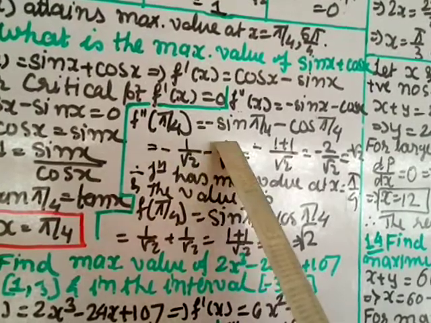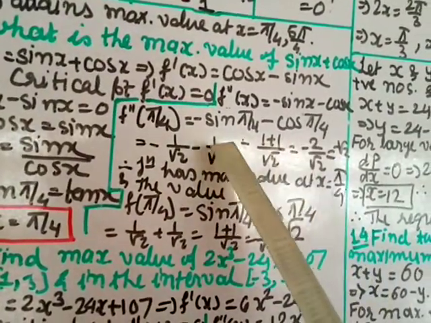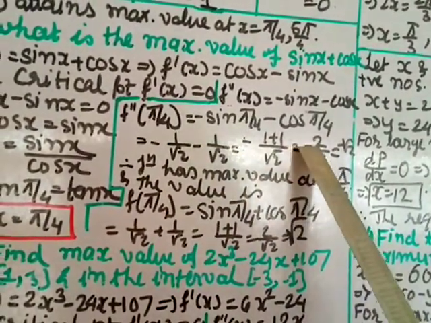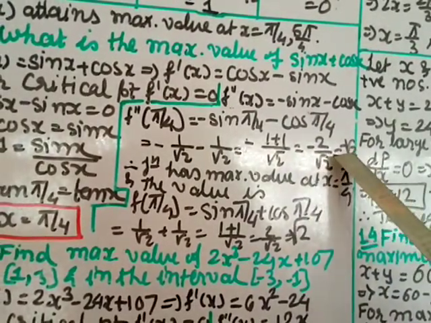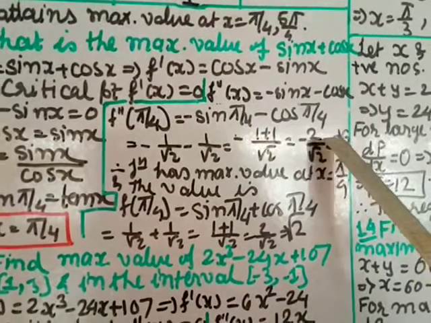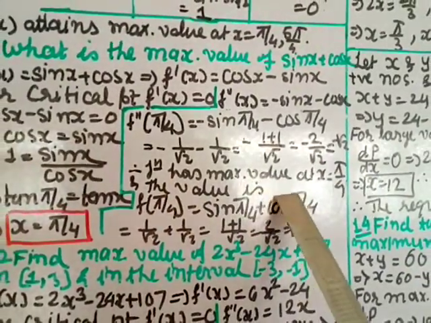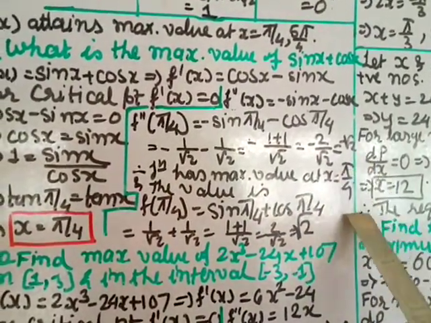Denominator is same, so add the numerator. My 1 plus 1 is 2, minus is out, minus 2 by root 2. Root 2 can be written as root 2 into root 2, so one root 2 cuts, so remains minus root 2. So I get a negative answer. It is less than 0. So the function has got maximum value at x equal to pi by 4.